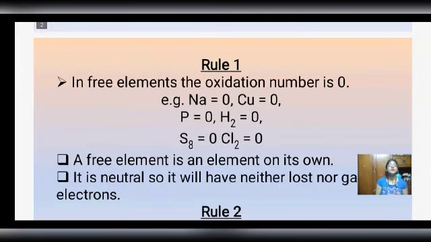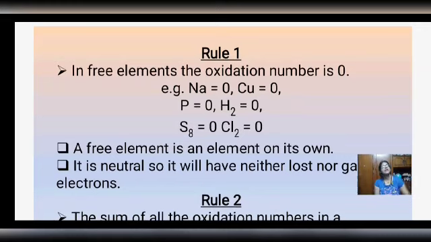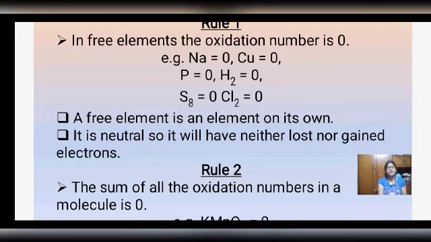Now, there are several rules for how we can assign the oxidation number. Rule number 1 is, in a free element, the oxidation number is 0. For example, sodium, copper, phosphorus, hydrogen, sulfur, chlorine are free elements and they are assigned an oxidation number 0. What is a free element? A free element is one which can exist on its own without the assistance of another element, and it is also neutral, so it will have neither loss nor gain of electron. This is rule number 1.